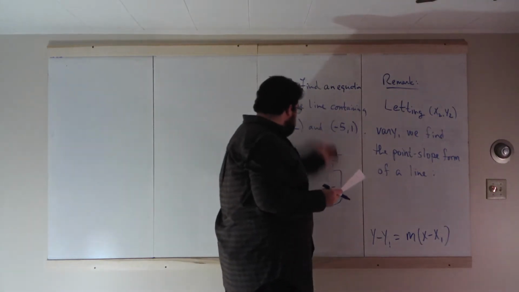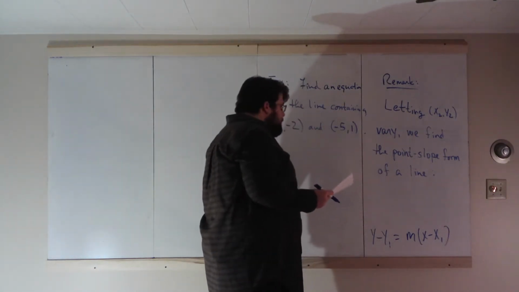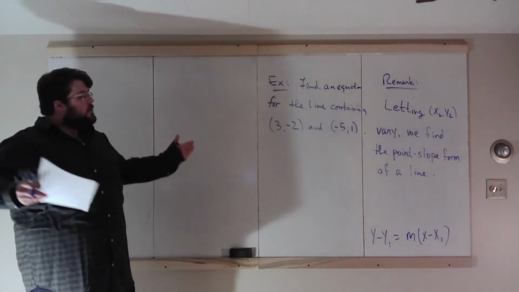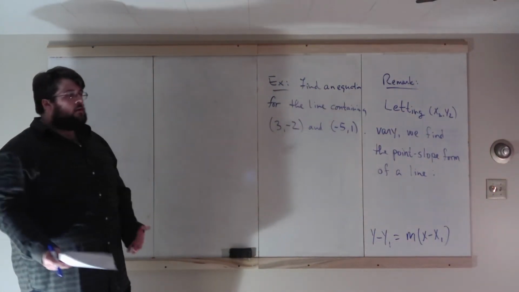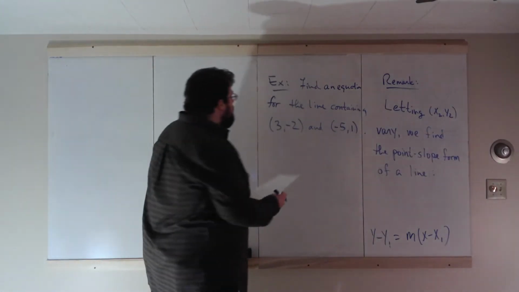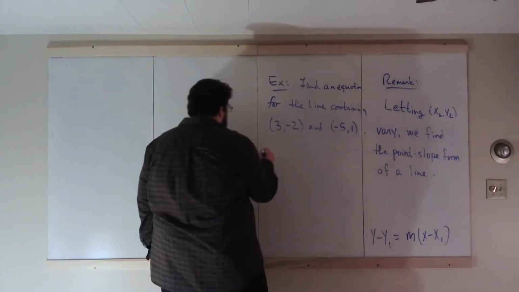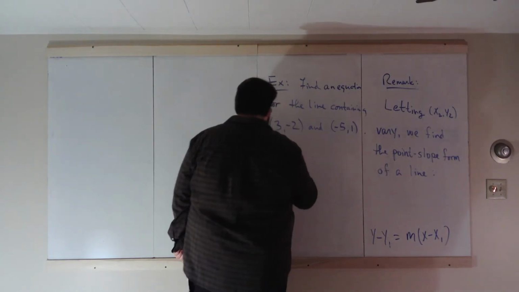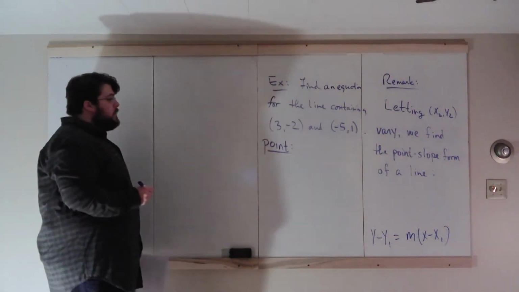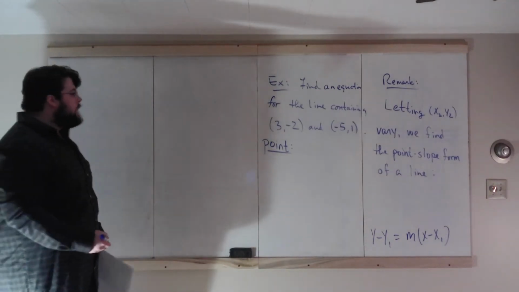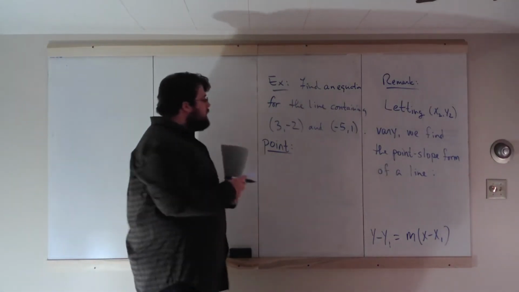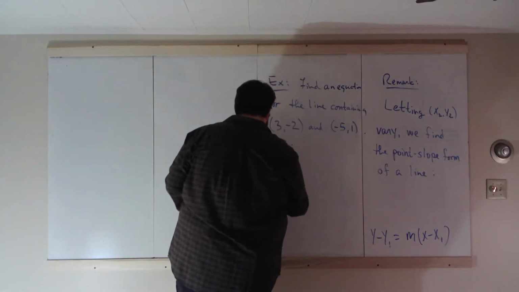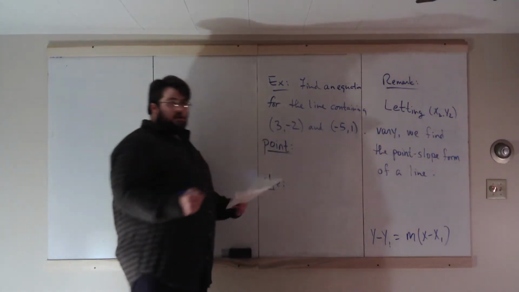Well, I'm going to erase this, even though we need it in a moment. When you have the point-slope form of the line, all you need to find an equation for the line are a point and a slope. Here we have 2 points. Whenever in calculus I'm asked to find an equation for a line, whenever in Calc 1, let's say, I'm asked to find an equation for a line, I immediately think point and slope. That's all we need.